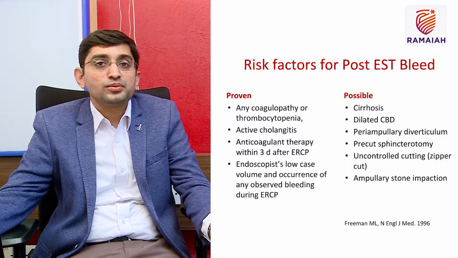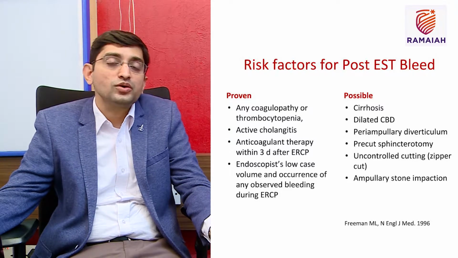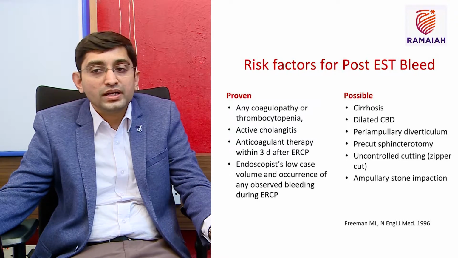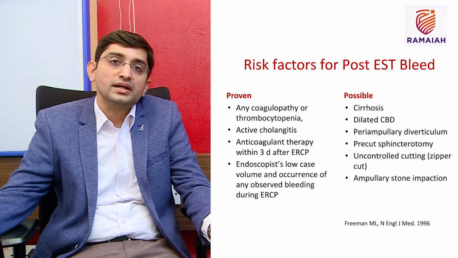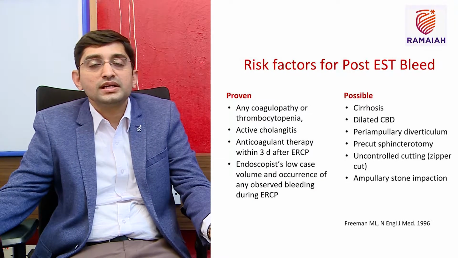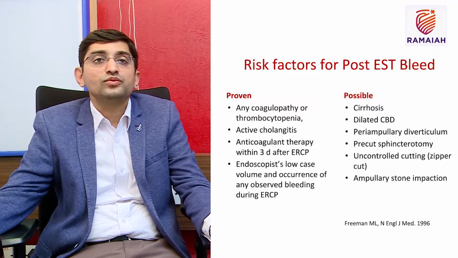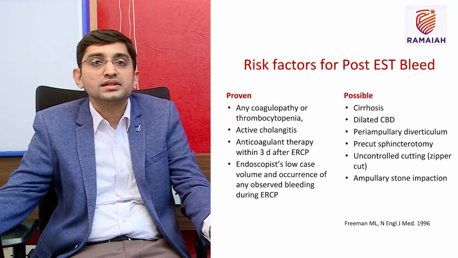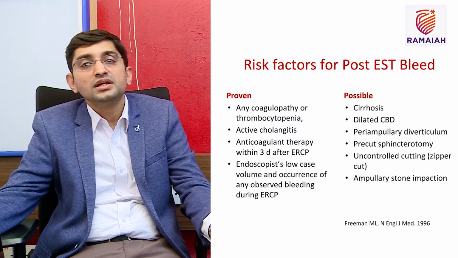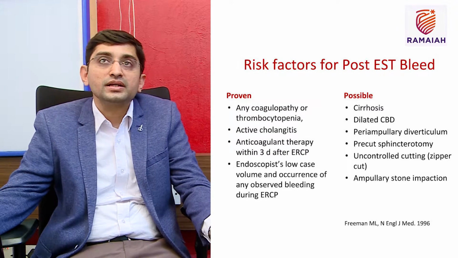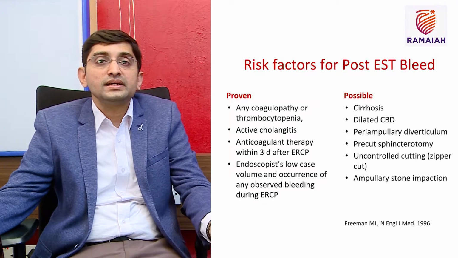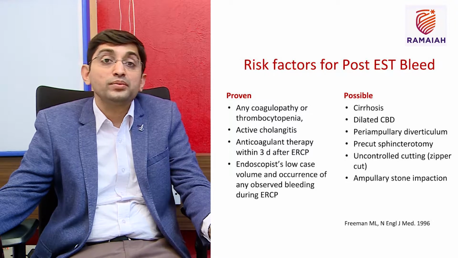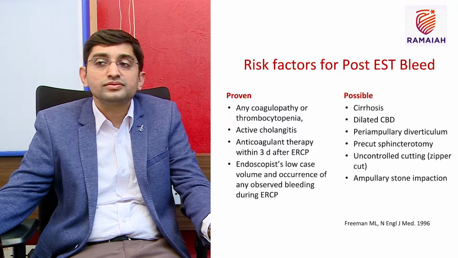Proven risk factors for post-sphincterotomy bleeding are any coagulopathy or thrombocytopenia, active cholangitis, any anticoagulant therapy within 3 days after ERCP, or a low experience of the ERCPist, as well as if the volume of the ERCPist is much lesser. These are all the proven risk factors. Possible risk factors are a cirrhotic patient, a dilated bile duct, a periampullary diverticulum, a re-EST, like a second time we are doing a sphincterotomy, or an ampullary stone impaction. There can be a chance of bleeding.